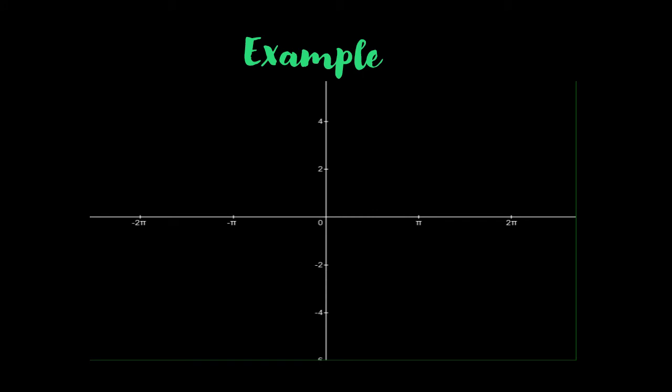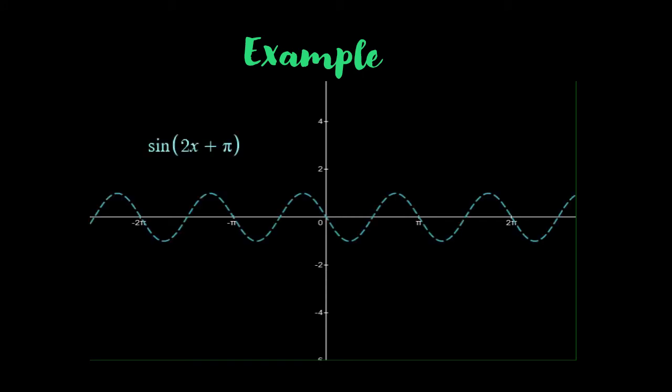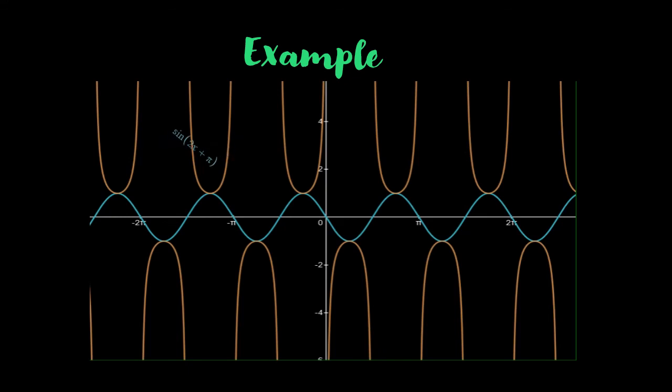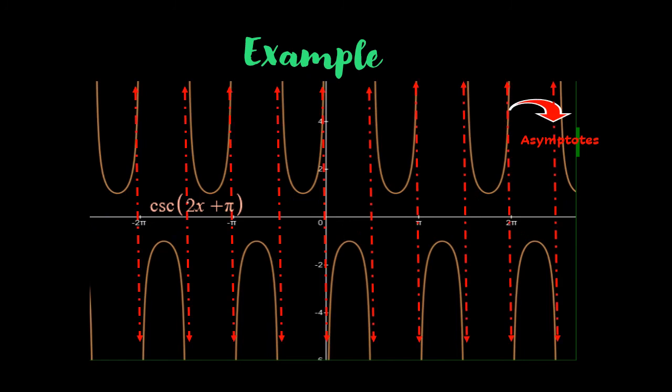So this is the graph of sine of 2x plus pi, and we know how to draw the graph of sine of 2x plus pi. Now if I want cosecant of 2x plus pi, that's the graph of cosecant of 2x plus pi. Don't forget the asymptotes. So we had to use the first one to draw the other one.